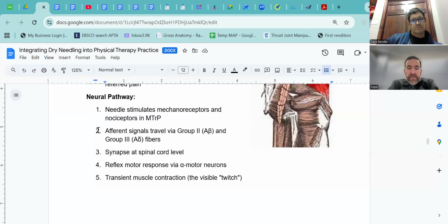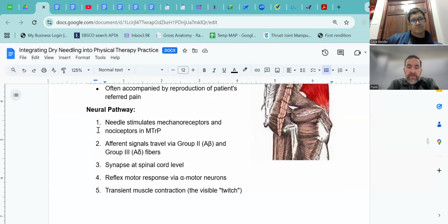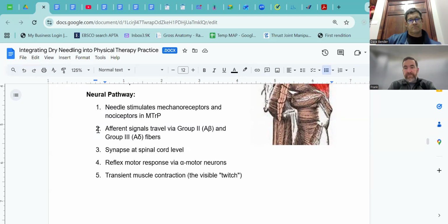From a neural aspect, the needle stimulates these mechanoreceptors and the nociceptors. Those afferent signals travel over the group two and group three fibers, the A beta and A delta fibers, and they synapse at the spinal cord level. Two things happen. One, it goes up to the brain, but also there is a reflex motor response via the alpha motor neurons that comes back down, and you get a transient muscle contraction, which is that visible and palpable twitch.